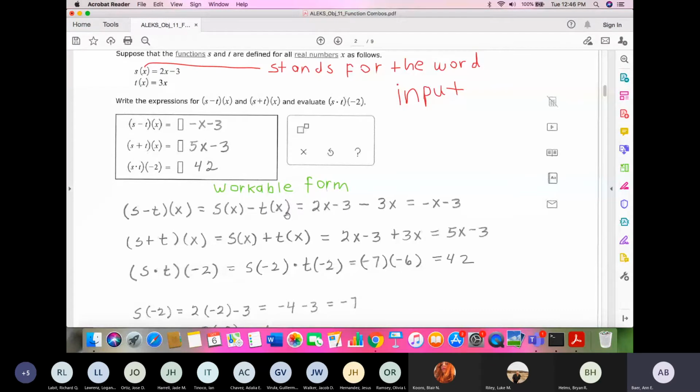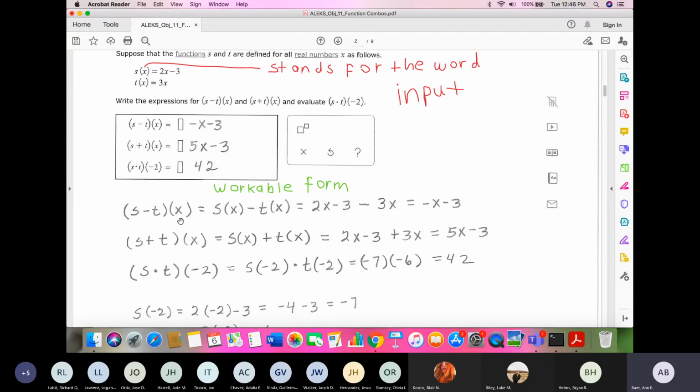It's not distributing here. That's not what it is. We distribute when we have multiplication over addition. This is not multiplication here. It's not s minus t times x. So we can't distribute here. You can view it like that if you wish in your head, but that's not really what's going on.